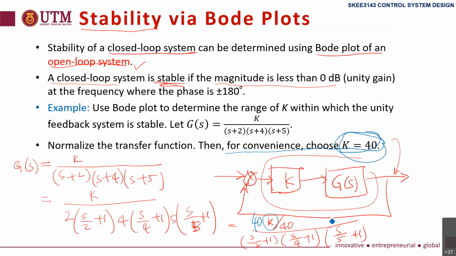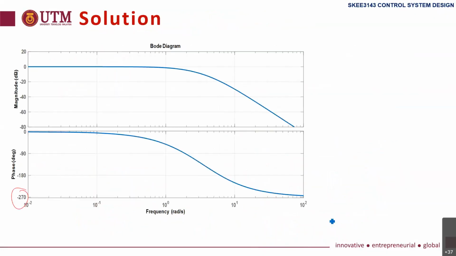It depends on what value of K we want to choose. It will give the same answer later. But here, as I mentioned, for convenience we use K equal to 40. Right, with K 40, this is the Bode plot, the magnitude and also the phase, in dB and also in degrees.